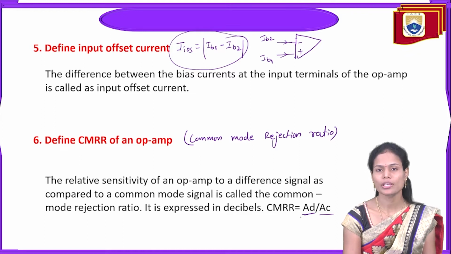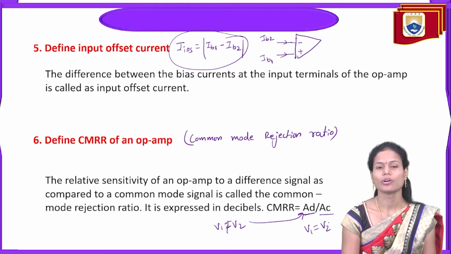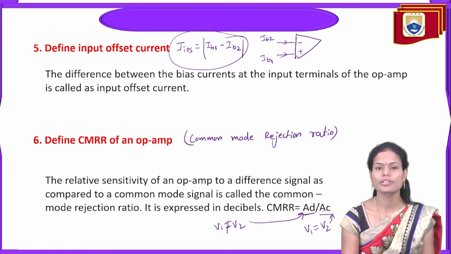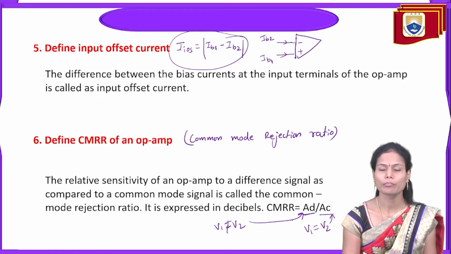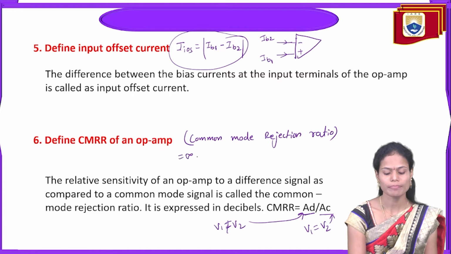So differential gain is nothing but, whenever both the input voltages are different, whenever V1 is not equal to V2, how much gain we are getting, that we indicate with the differential gain. But if we apply the same voltage, V1 equal to V2, common voltages, in that case how much gain we are getting, that we call the common mode gain. So the ratio of this differential gain to the common mode gain indicates the common mode rejection ratio of the operational amplifier. In the ideal case this value is infinity, but in the practical case we will get it as a large value.